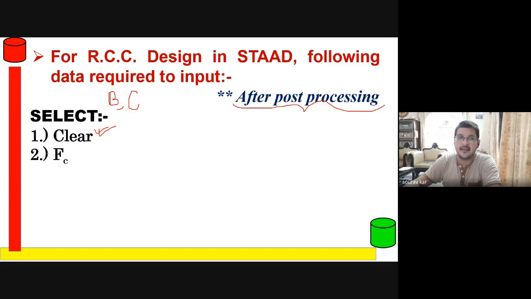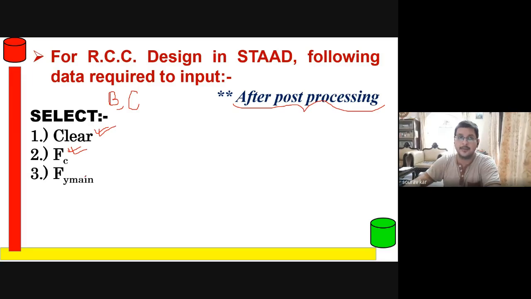Next, FC. FC is the characteristic strength of concrete. Please make a note of what you have to select while doing the design. Clear cover, characteristic strength of concrete, they are all compulsory. There are many books and many videos which will tell you to choose this and that option, but I will be discussing the compulsory options. There are optional options, you can select them.